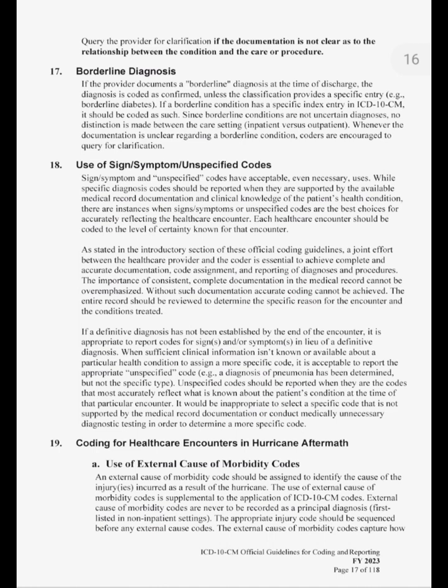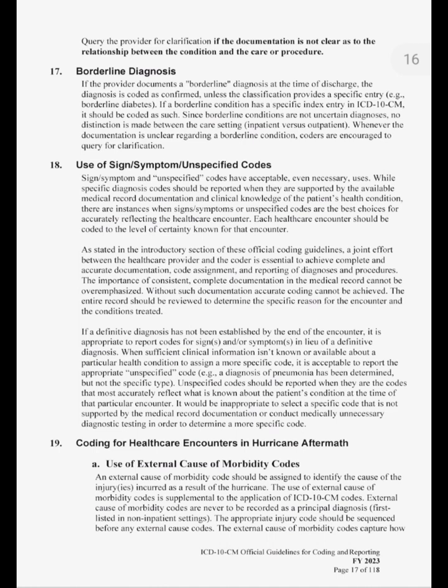As stated in the introductory section of these official coding guidelines, a joint effort between the healthcare provider and the coder is essential to achieve complete and accurate documentation, code assignment, and reporting of diagnoses and procedures. The importance of consistent, complete documentation in the medical record cannot be overemphasized. Without such documentation, accurate coding cannot be achieved.